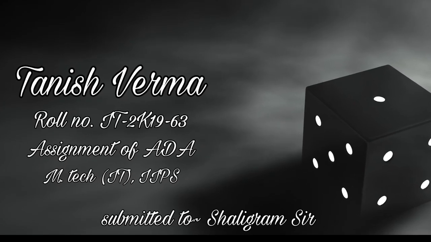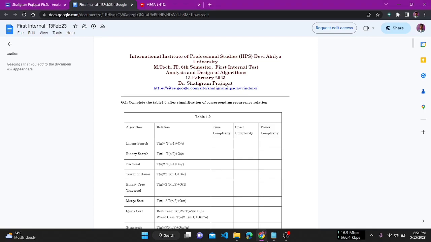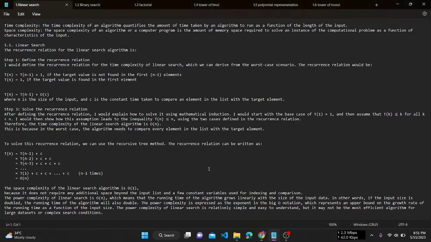I am going to solve the first internal of analysis and design of algorithm. So, now we are going to know about the time complexity and the space complexity. The time complexity of an algorithm quantifies the amount of time taken by the algorithm to run as a function of the length of the input.